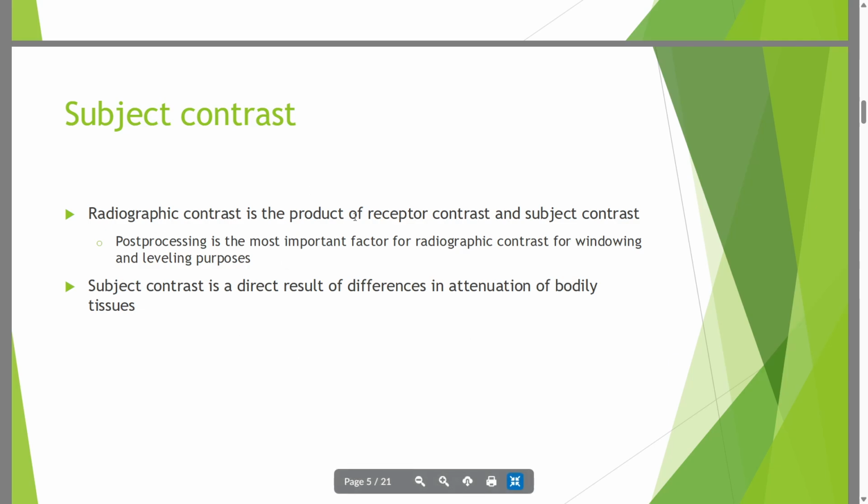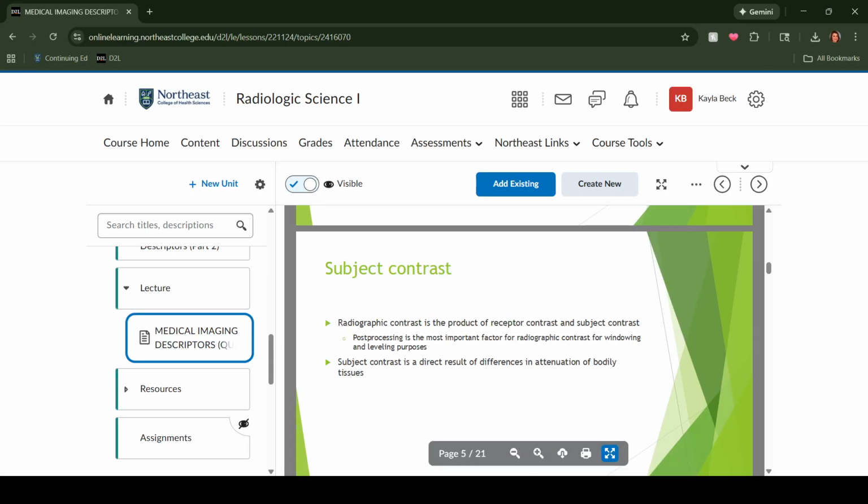Radiographic contrast, however, is the product of the contrast at the receptor from the technical factors we put into the console, as well as the subject contrast of the body part that we're looking at. So it's based on both. Now, there's this concept called post-processing that really is only applicable to digital receptors. You can also take CR machines and do post-processing to window and level. It's something that we can do for radiographs. It's something that we do much more frequently with CTs. But I'll show you what that looks like.